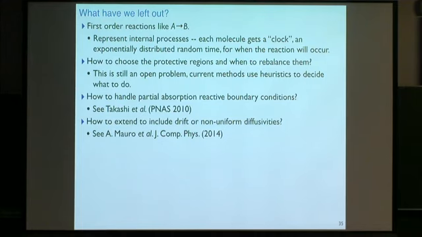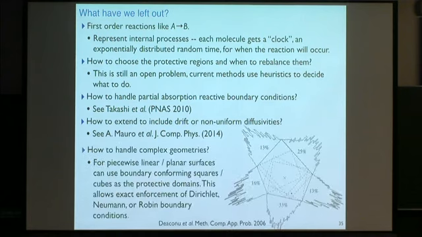The real trick, as I've mentioned a few times, is how to choose the protective regions and rebalance them so they don't get too small. This is very much an open problem, and everything that I know of right now, the codes just use heuristics to try to figure this out. Like I said, it's been extended to the partial absorption case, and in fact, we have a method that extends it if you have drift or non-uniform diffusivity, but you sacrifice your exactness because you can't sample these things exactly anymore when you have spatially varying drift or diffusivities.